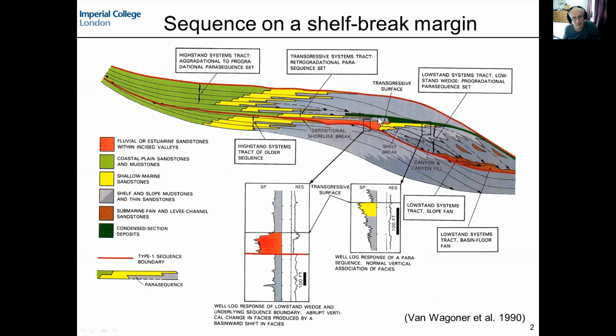Here's one with a shelf, a slope and basin floor. And we're thinking here about these deposits in brown and the dark grey. So basin floor fans and slope fans, and obviously those can't form in basins with a ramp margin. We require deep bathymetry to generate sandstones and other types of deposits in deep water.